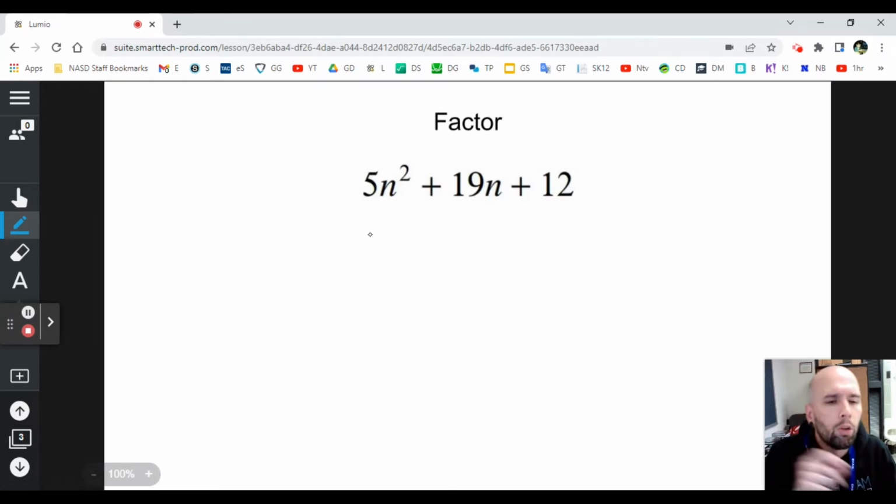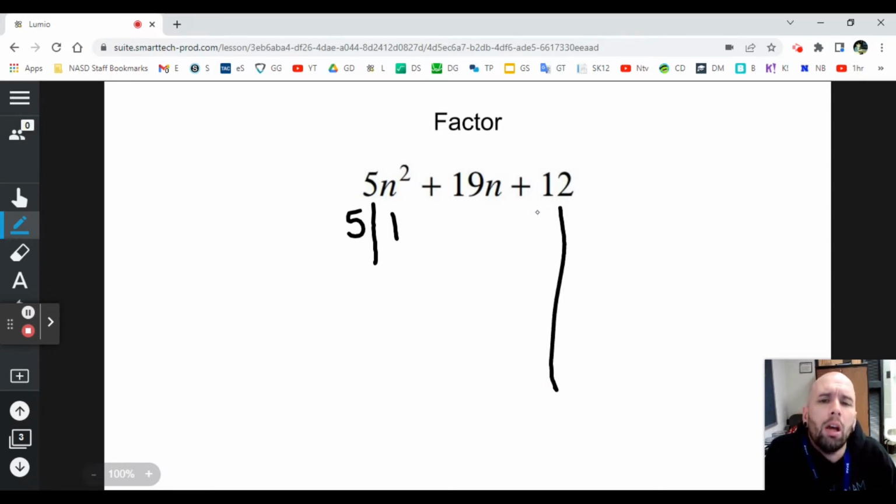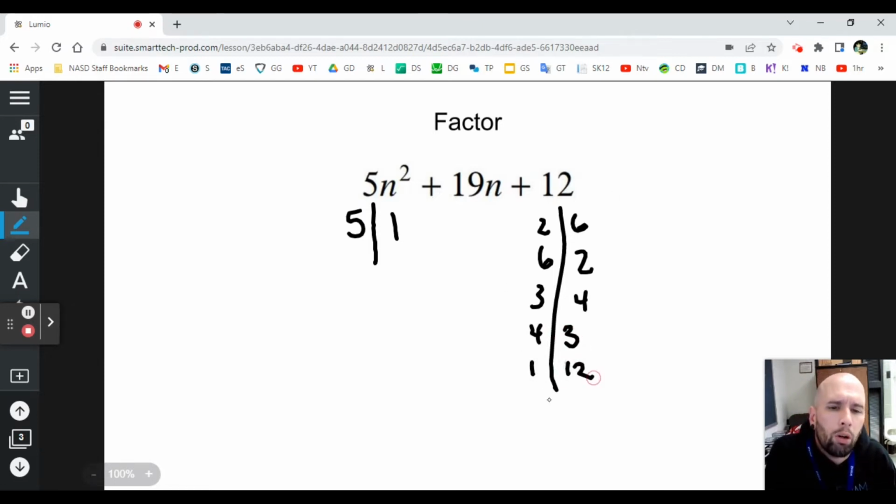So in rule number 1, I said list out all the combinations for a. What that looks like is I'm going to have 5 and 1. Those are the factors that make 5. Over here, I have several more options. I have 2 and 6, but I'm also going to write out the other version, 6 and 2. I have 3 and 4, so I'm going to write out 4 and 3. What else multiplies out to 12? I have 1 and 12, so I'm going to write out 12 and 1.